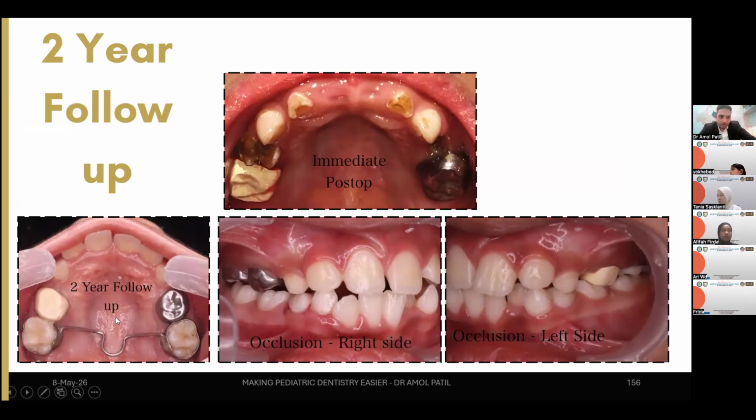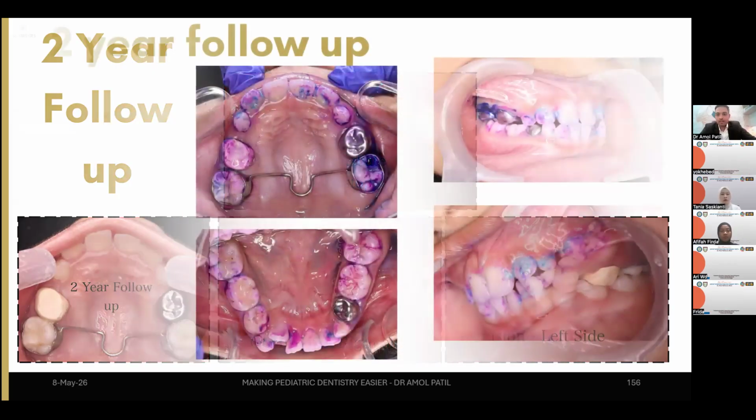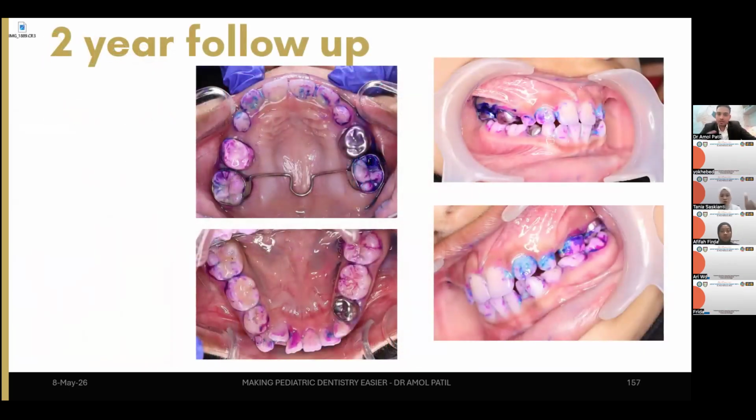This is the 2-year follow-up, and still the patient has a good occlusion. There is no wear of the crown on both the sides. But the concern with this patient was plaque. If you see in the first picture, plaque is more with the Bioflex crown as compared to the stainless steel crown.